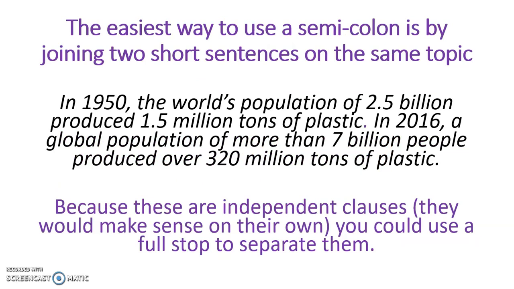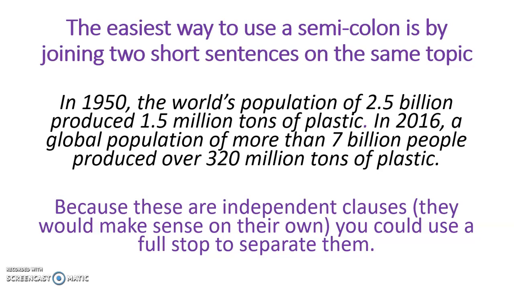So, to me, the easiest cheat way to get a semicolon into your writing is just by joining up 2 short sentences. But the rule is they must be on the same topic. Okay, you can't be joining willy-nilly sentences, one about a cat and one about a dog, if they've got nothing in common. Okay, they need to be on the same topic.